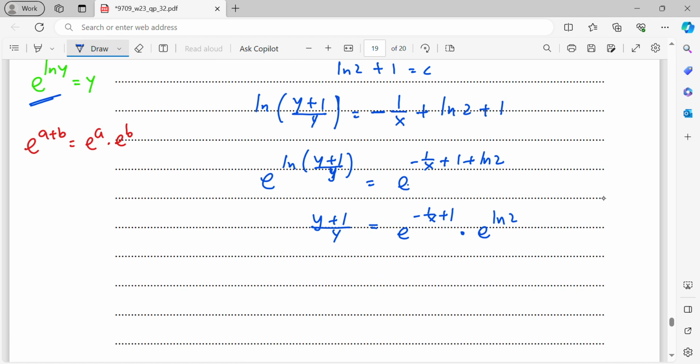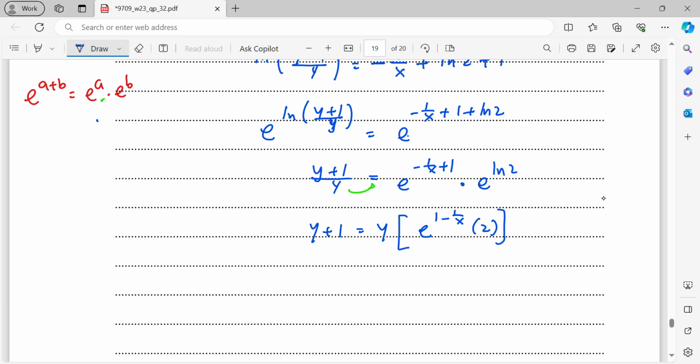Therefore, from here, my y plus 1, this denominator, I will move up. So when I move up, I will get y bracket, then e, instead of e power negative 1 over x plus 1, I write 1 minus 1 over x. Then the e ln 2 becomes 2. Right? So from here, I will get 2y e 1 minus 1 over x equals to y plus 1.